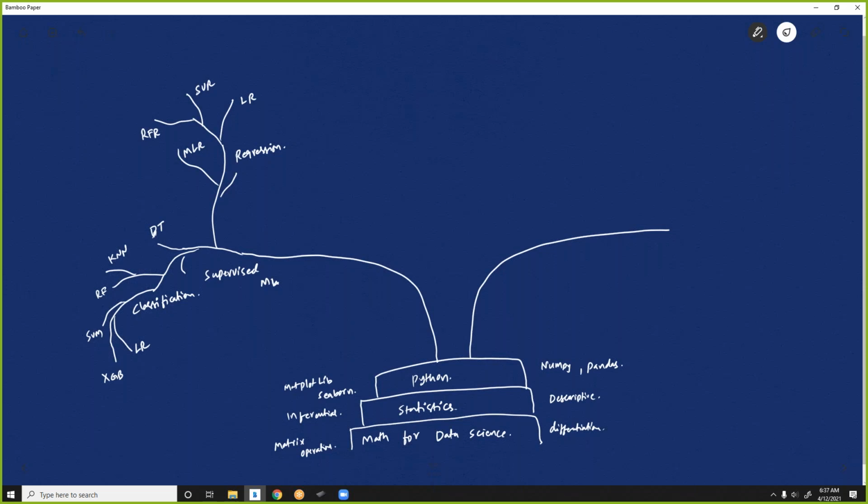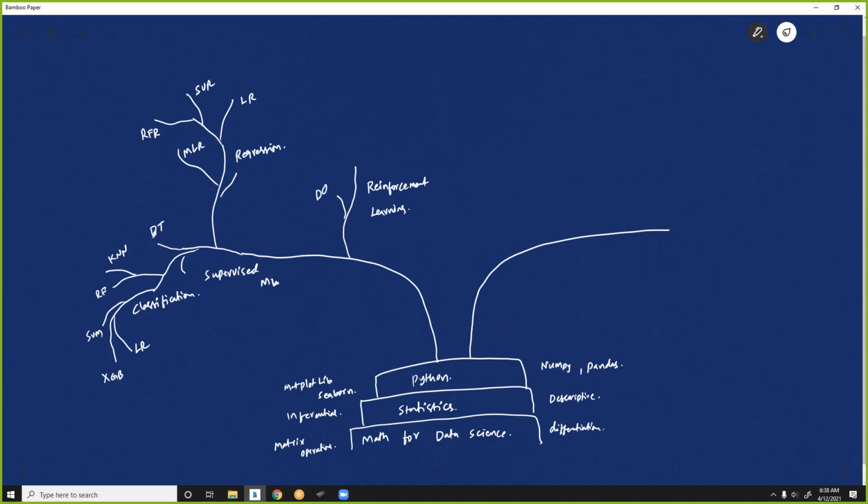But the solid foundation will be on the mathematical topics. We will have a solid foundation on the statistical topics, the Python and other things, and then we will build this tree. The classification. So this entire stuff will fall under the supervised machine learning case. There is a branch which will evolve from supervised machine learning, which is called reinforcement learning. Right, this is a little advanced compared to supervised machine learning.